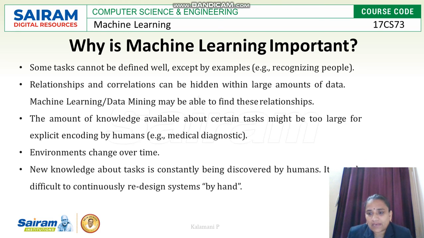And the environment is going to change over time. New knowledge about tasks is constantly being discovered by humans. Each and every second the discovery is going on, so it is difficult to continuously redesign systems by hand. Since it is continuously changing, it is very difficult to change the system each and every second. So we are making the machine learn, and based on the situation it is going to react.